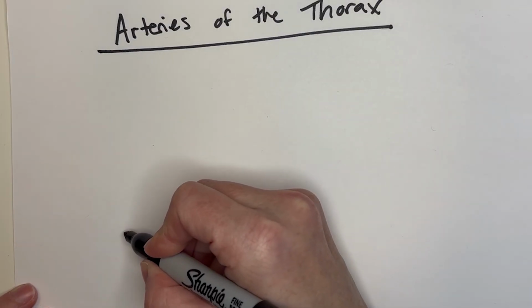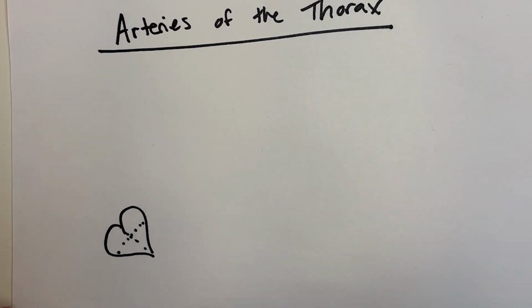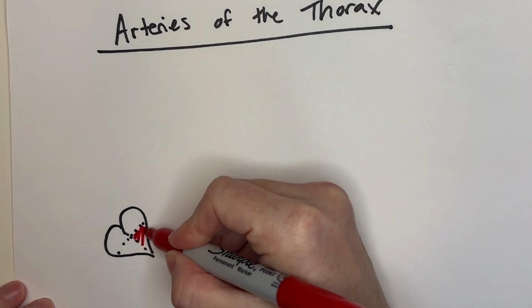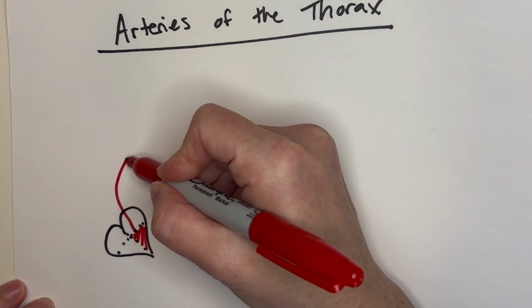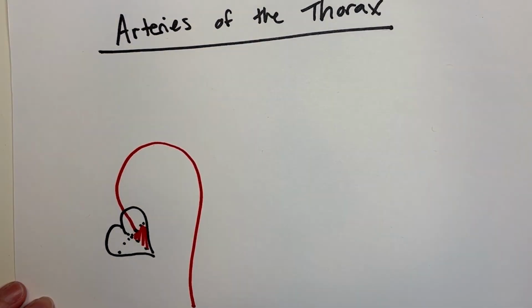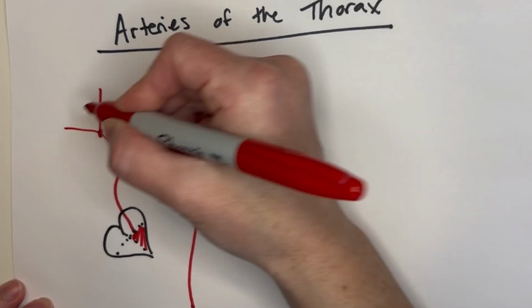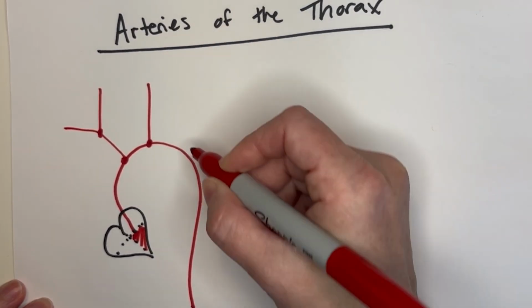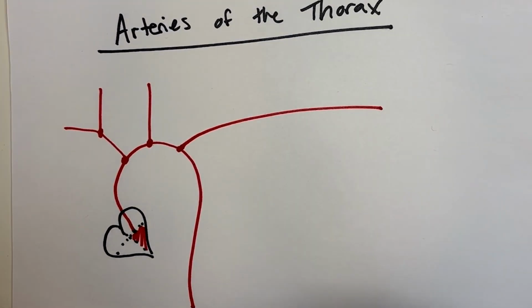To draw the arteries of the thorax, we start again by drawing the heart, pointing a little bit to the left. We're always beginning with the left ventricle. And start off by drawing that big arch that is the aorta. The aorta has its three main branches, ending with that left subclavian artery, which we're going to draw nice and long.